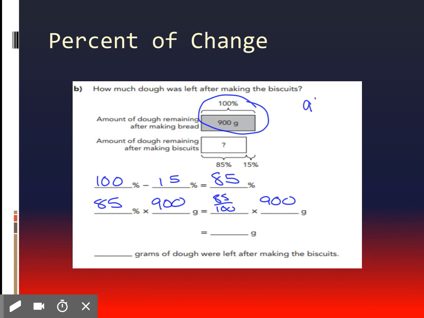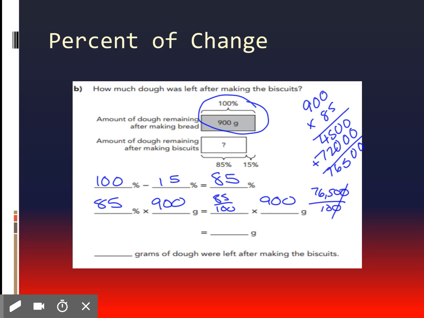And let's do our math here. 9 times 5 is 45. And 8 times 9 is 72. So we get 76,500 over 100. And I can cancel out those zeros and see that I would have 765 grams left.